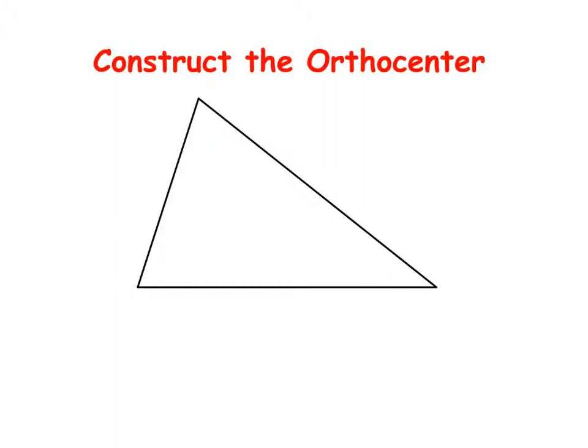Okay, then the last one would be to get our orthocenter. This is actually a little bit trickier. Orthocenter are altitudes, and altitudes have to be perpendicular. I've got to come up with a line coming out of this vertex here, perpendicular to this side down here. But I have to do it with all 3 vertices.